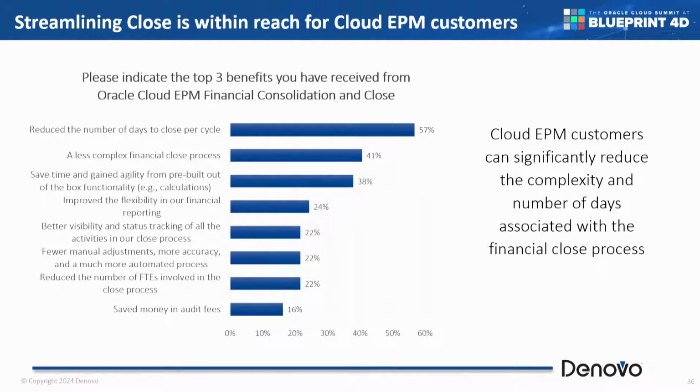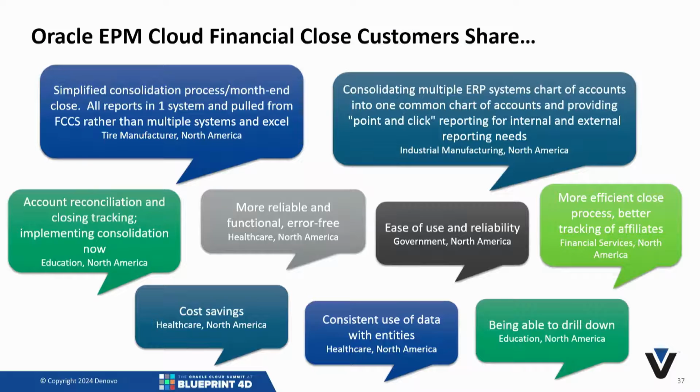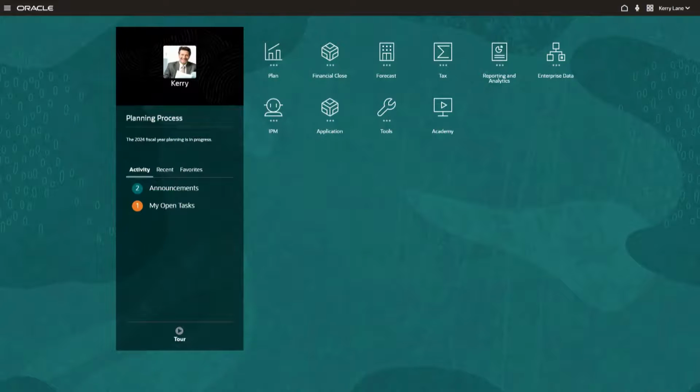So these were some of the benefits people saw: reducing the number of days, less complex close, saving time. So I think everybody would focus on those as key objectives on deploying something like Oracle EPM Cloud for financial close. Again, ease of use, account reconciliation, embedded, cost savings in those steps. All right, so here's some of those screenshots as well.